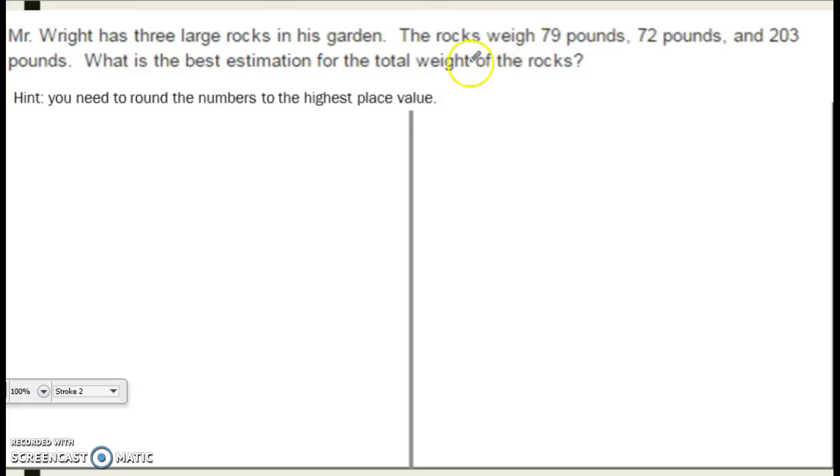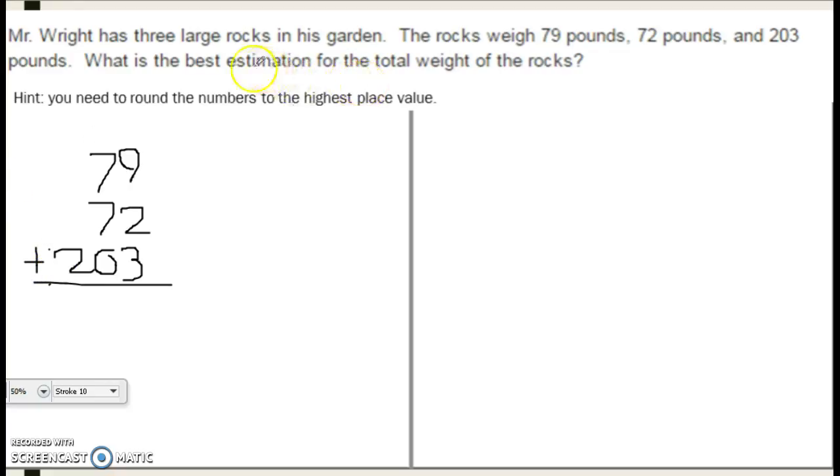Mr. Wright has 3 large rocks in his garden. The rocks weigh 79 pounds, 72 pounds, and 203 pounds. What is the best estimation for the total weight of the rocks? Now, this is an addition problem, but we are looking for an estimate. So we are going to round each of these numbers to its highest place value. So we're going to round 79 and 72 to the tens place, 203 to the hundreds place.